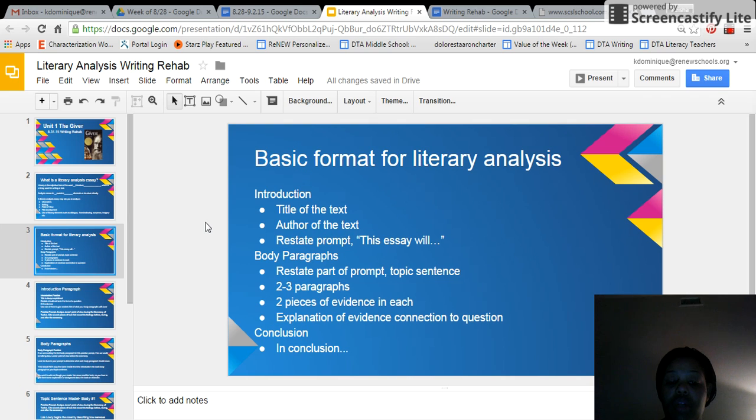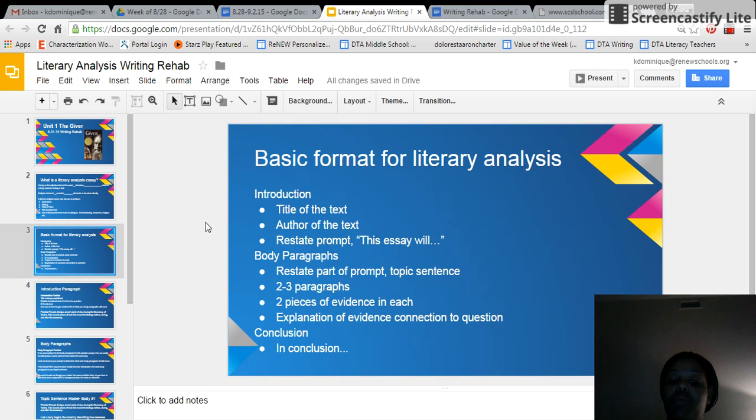First, you have an introduction. The title of the text should be in there, and the author of the text. You should restate the prompt: "This essay will..." You don't ever need to put "I" in there because this is not a narrative. This is analysis. You are analyzing something else, something that the author did, not that you did.